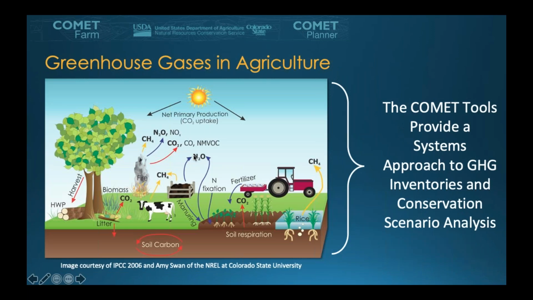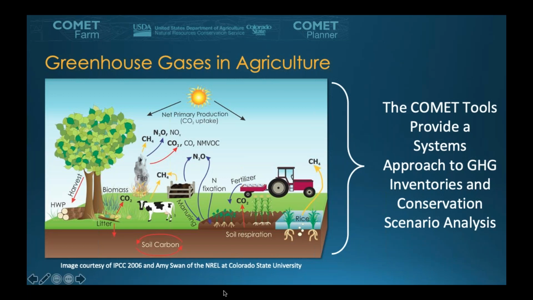So the greenhouse gases in agriculture, Amy Swan created this cartoon to demonstrate all of the fluxes between those sources and sinks of the greenhouse gases. So the Comet tool was designed to do an entire greenhouse gas inventory within an entity with a focus on the three main greenhouse gases associated with agriculture: CO2, N2O, and CH4, methane. The infographic demonstrates the various sources and sinks of these gases.